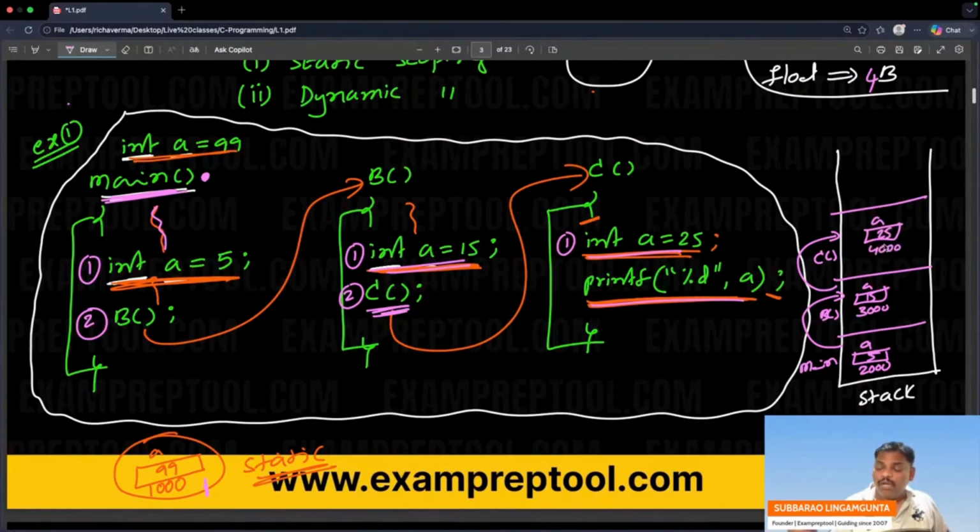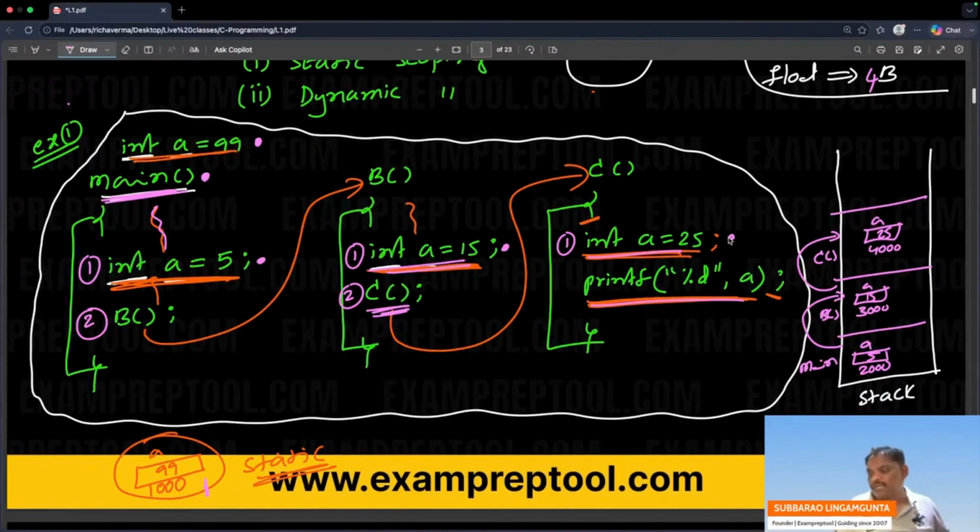Remember everyone, how many times declaration, those many times memory. The purpose of a declaration is creating memory only. So it is a declaration, one time memory. It is a declaration, one time memory. How many times declaration, those many times memory.